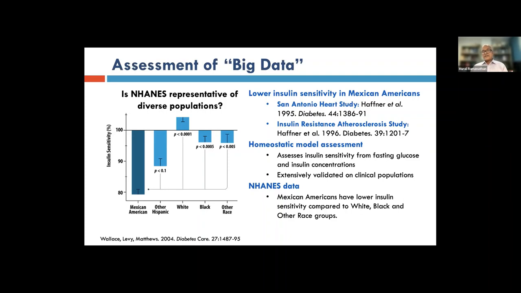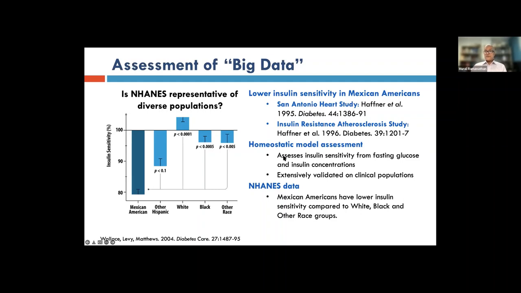And this is a very intriguing question because insulin sensitivity in Mexican Americans has been explored in a variety of epidemiological disease case control studies, the San Antonio Heart Study, the insulin resistance atherosclerosis study in the context of diabetes. And the bottom line is Mexican Americans tend to have far lower insulin sensitivity and far greater insulin resistance than even other Hispanic populations, white, black, and other race populations.